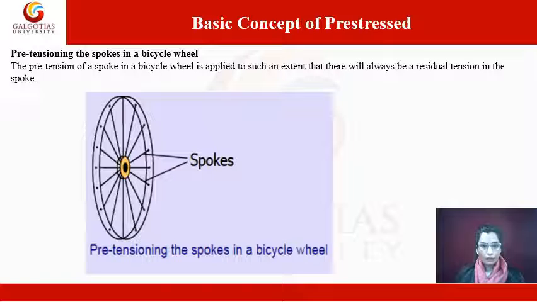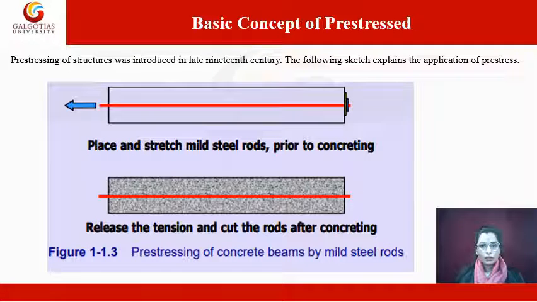Here is another basic concept of pre-stress for better understanding: pre-stressing the spokes in a bicycle wheel. The pre-tension of a spoke in a bicycle wheel is applied to such an extent that there will always be a residual tension in the spoke. So these spokes are creating the tension. Pre-stressing of structures was introduced in the late 19th century. The following sketches explain the application of pre-stress.